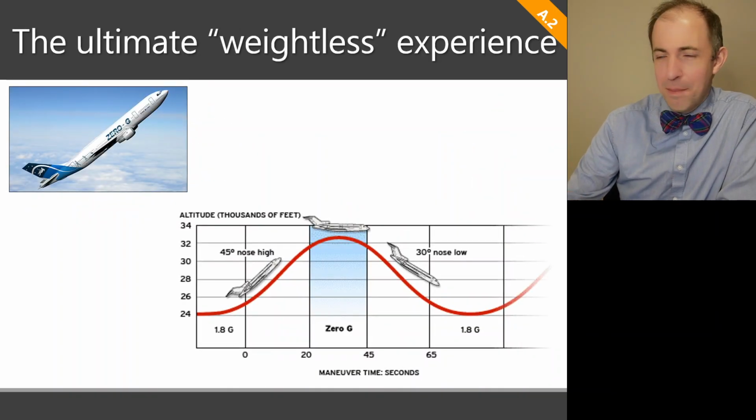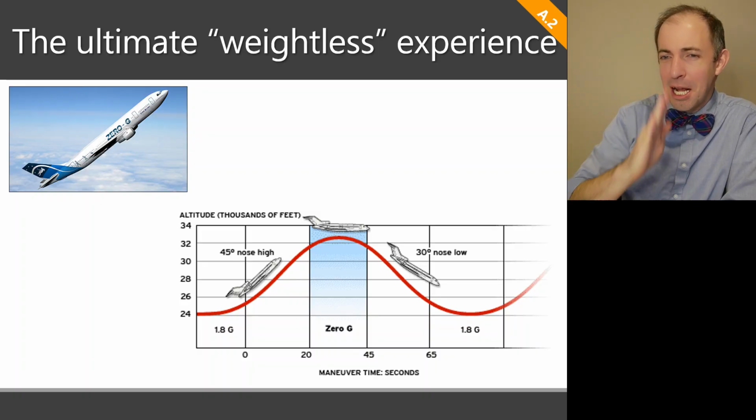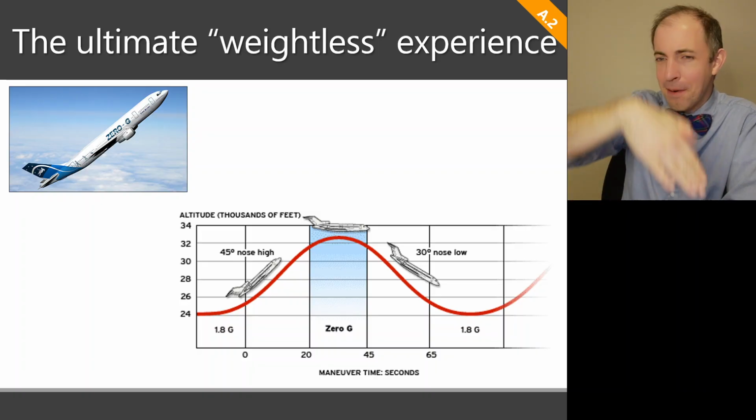Okay, the ultimate example of this is something called the Vomit Comet or a zero G airplane. It's basically an airplane that goes in these swooping parabolic arcs.